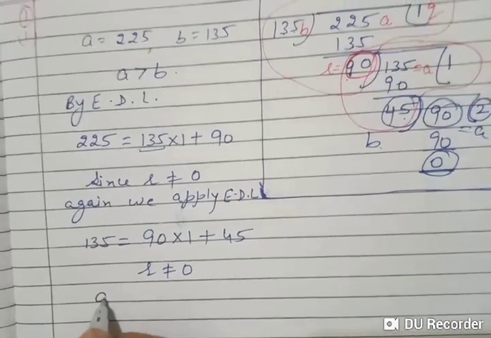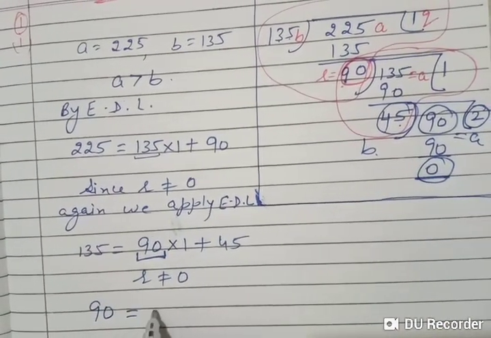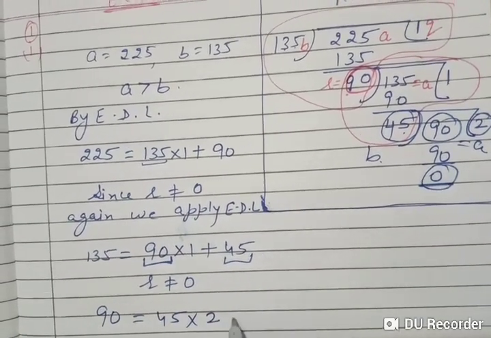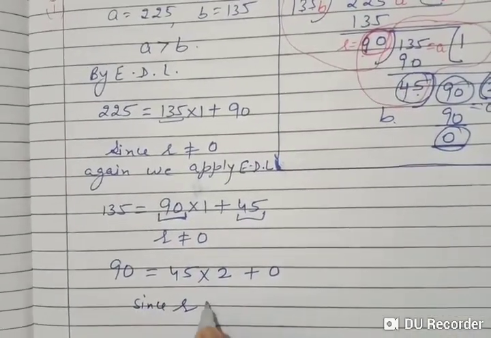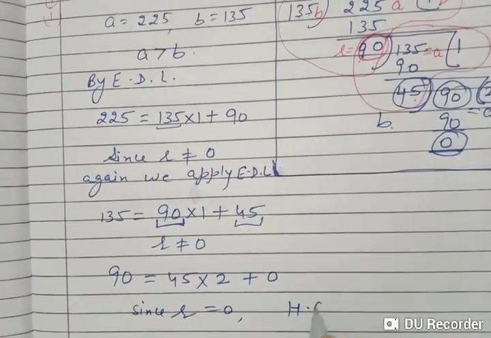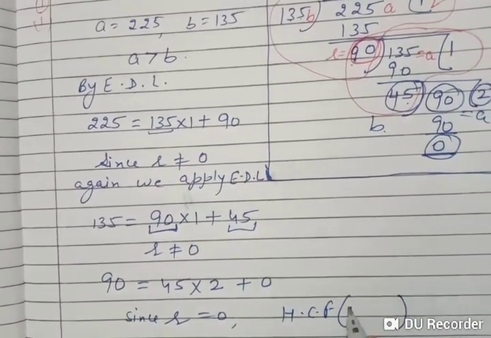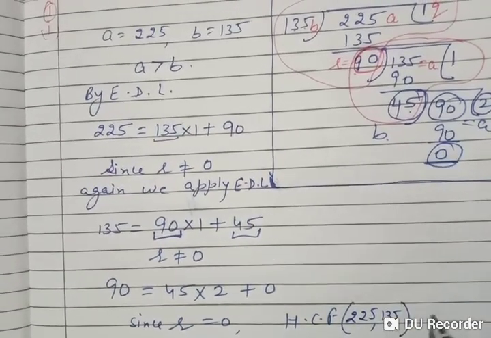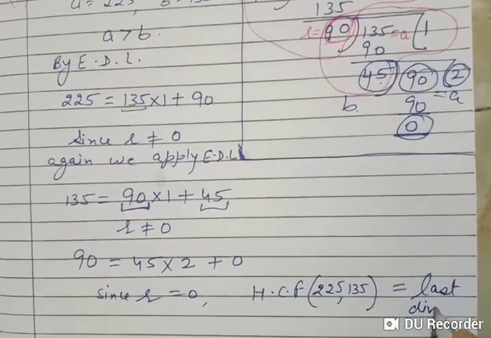So we will write 90. This is the new dividend. This is the new divisor. Quotient is 2 and remainder is 0. We will write, since remainder is 0, so HCF. This is the standard form of writing the HCF of two numbers. HCF of 225, 135 is equal to, you can write, last divisor.